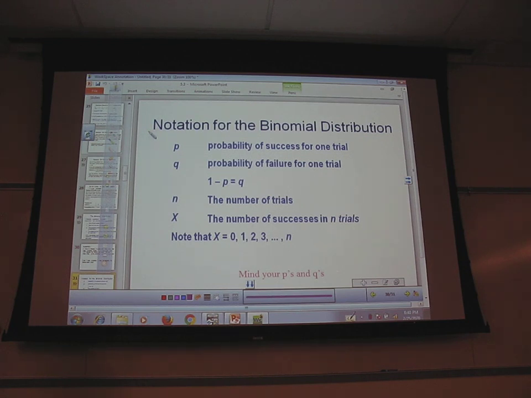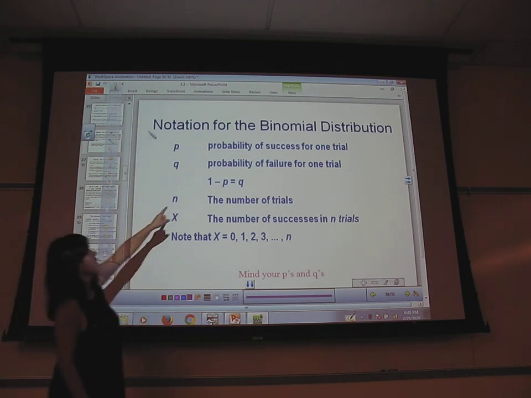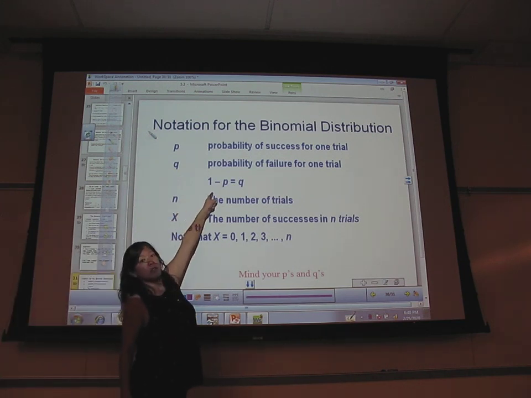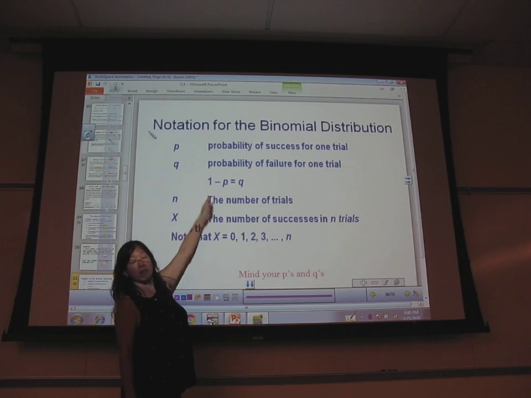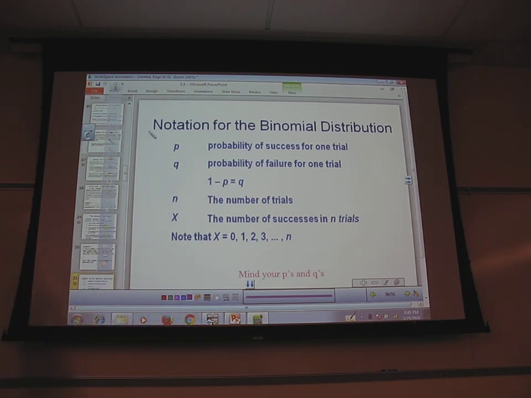Little q, probability of failure for 1 trial. 1 minus p equals q. You should write that down. You're going to need that if it's not written down already. Keep going. N, the number of trials. X, the number of successes.